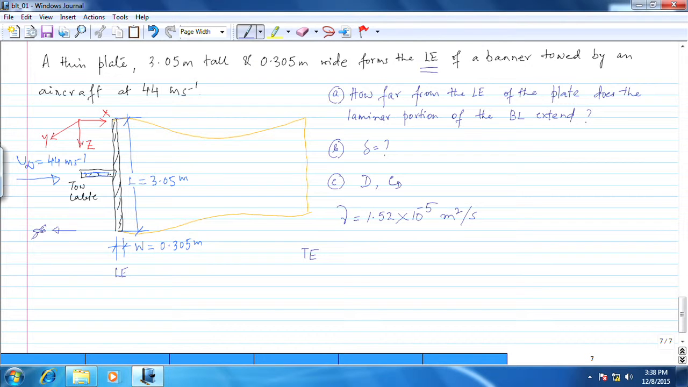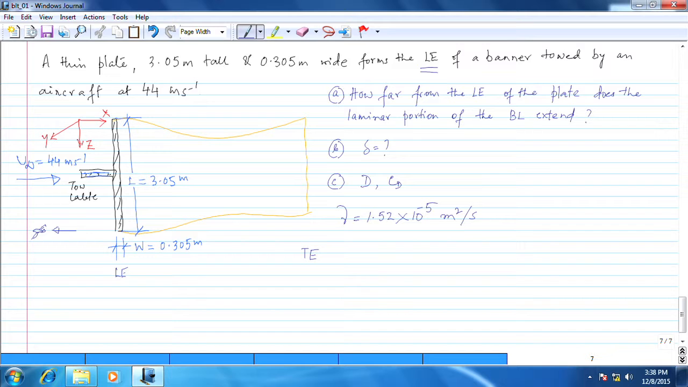So, if I do that, so now how do we sort of go about this? Okay. Now, a laminar boundary layer is expected to transition at around 0.5 million Reynolds number, right?